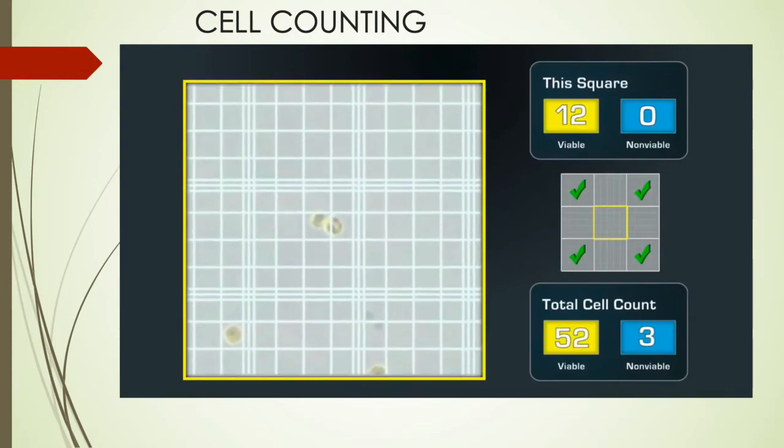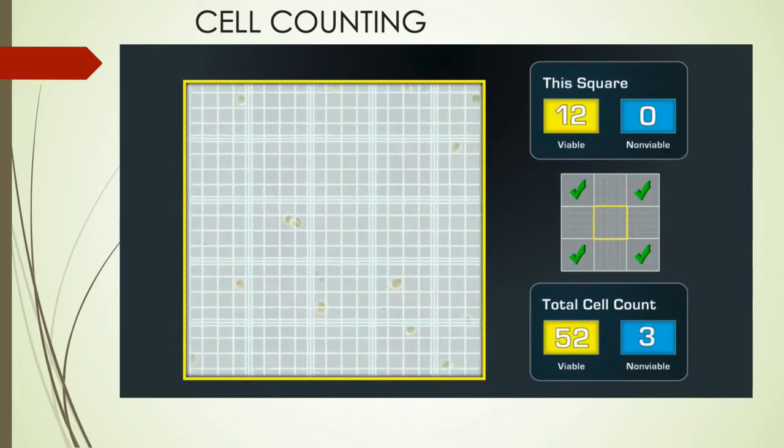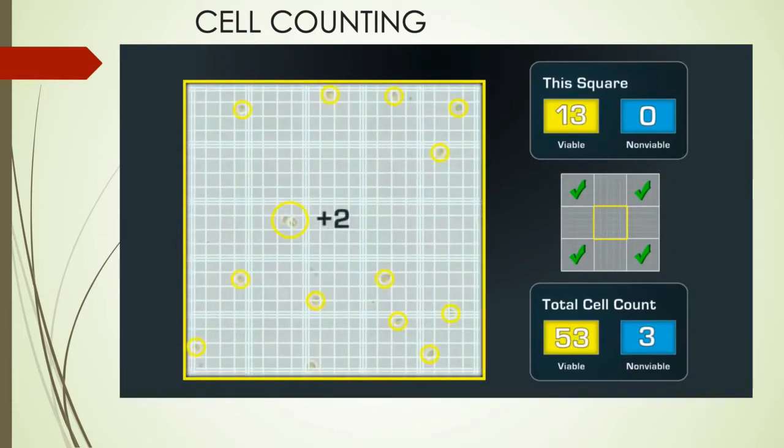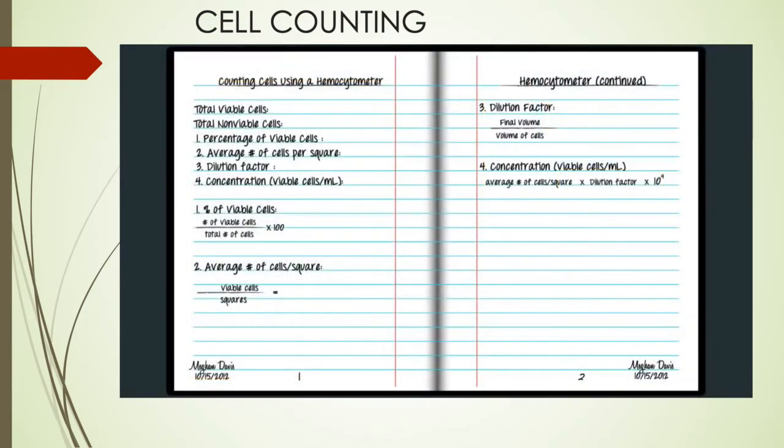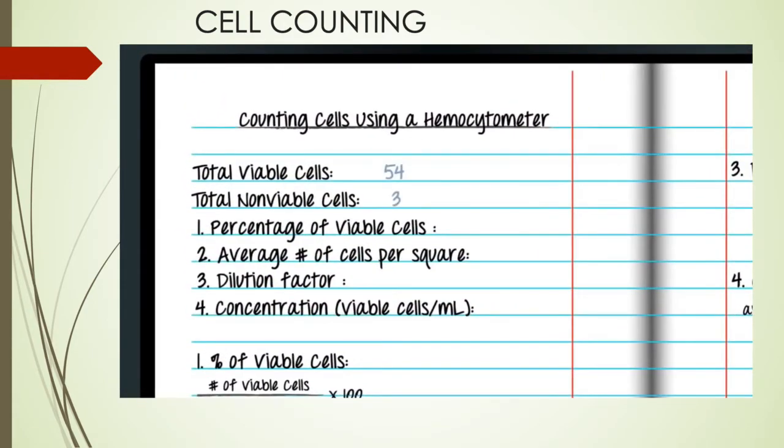Sometimes cells will appear as clumps or small groups. It may be difficult to determine exactly how many cells are in a group. The method of counting clumps of cells differs from lab to lab, so be sure to follow the procedure in your lab. We will count this clump as 2 cells. There are 14 viable cells and no non-viable cells in the center square. The total number of viable or living cells from all 5 squares is 54. The total number of non-viable cells is 3.